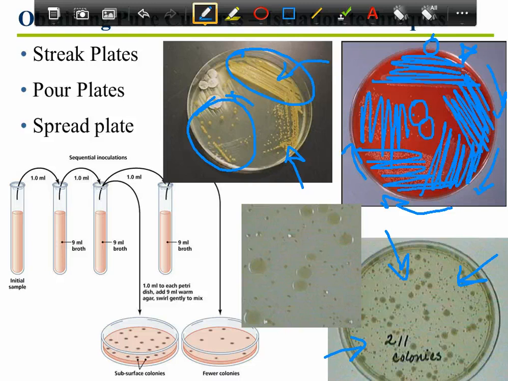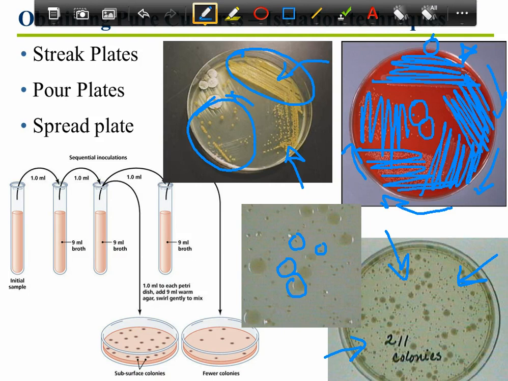The specimen is put into liquefied agar, mixed. It solidifies. The bacterial cells are locked inside the agar. They undergo growth, divide into daughter cells. You get colonies. Some of the colonies are on the top of the agar. Some of the colonies are actually inside of the agar. You can see the small ones are locked inside.